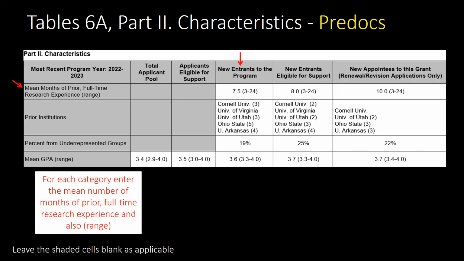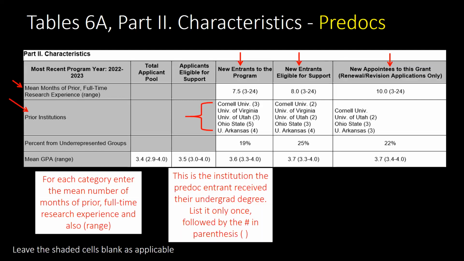So it just wants to know, based on how many new applicants come into your program, and then the new applicants eligible for support, and then how many were actually appointed to the grant. So that next box down is your prior institutions.